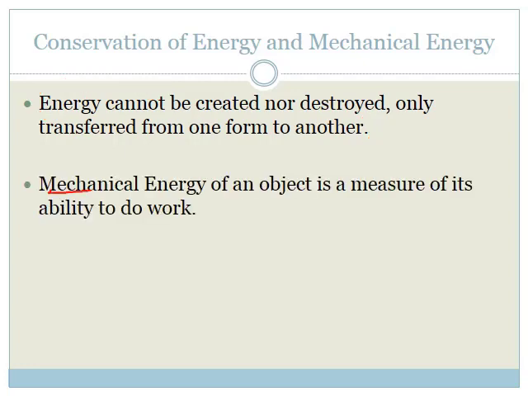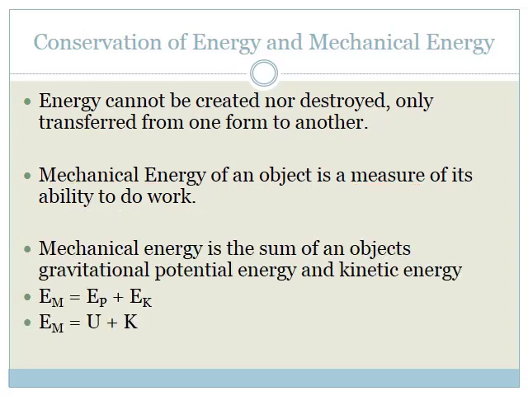Now, mechanical energy of an object is a measure of its ability to do work. Okay, its ability to do work. Therefore, mechanical energy is the sum of the object's gravitational potential energy and kinetic energy. It's the sum of its gravitational potential energy and kinetic energy.